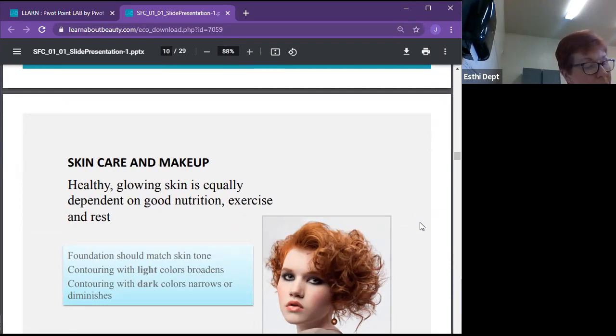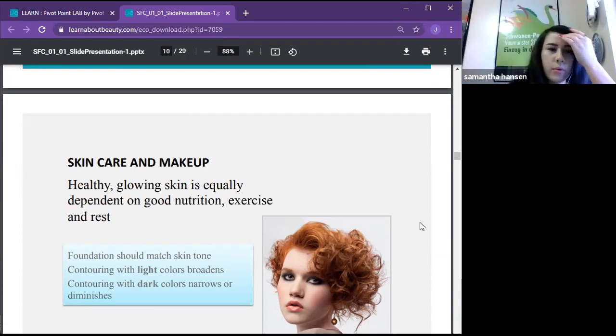Okay, and then you're going to put foundation, which is the little box on the bottom here. Foundation should match the skin tone. Contouring with light colors broadens or brings something out. Contouring with dark colors narrows or diminishes or recedes it. So it makes it kind of not there.